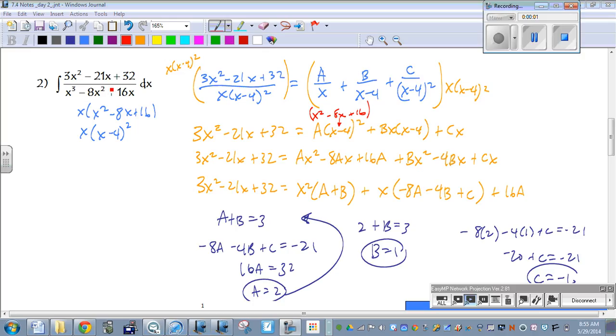All right, so starting off, factor out. So we factor an x out of the denominator. Then we can factor this trinomial into two binomials, x minus 4 times x minus 4. But we write that as x minus 4 squared.